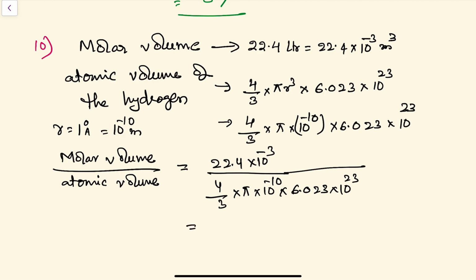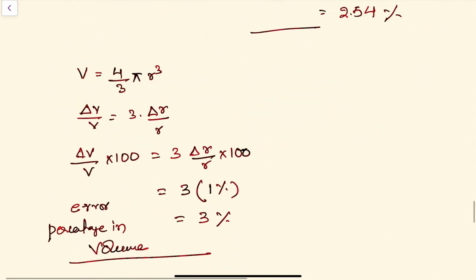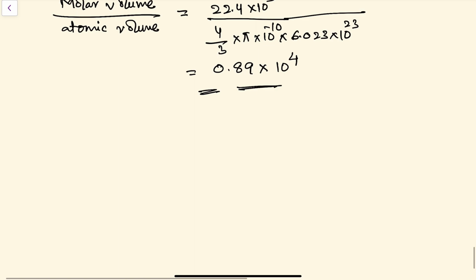So you do the calculations, and after that you get about 0.89 into 10 power 4, so this is approximately 0.9 into 10 power 4, or equivalent to 10 power 4. So this is about the simple problems. You try to solve other problems also.